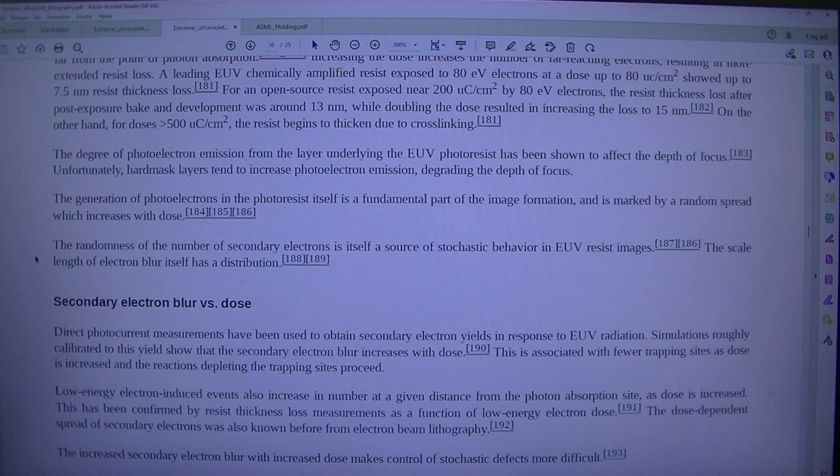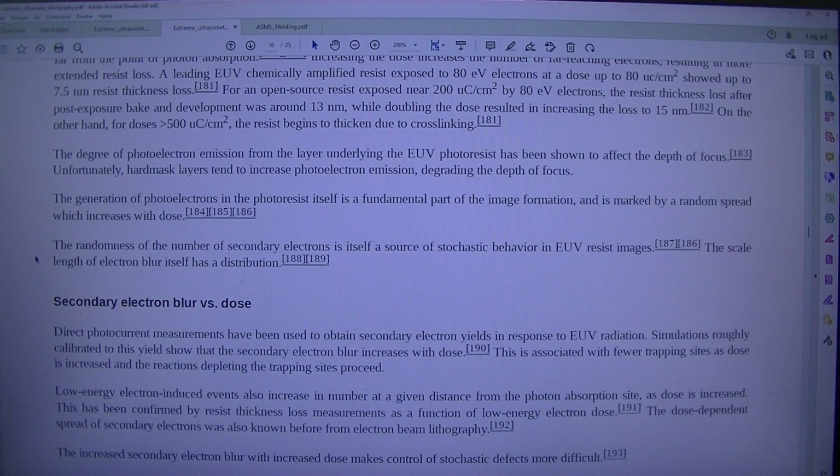184, 185, 186. The randomness of the number of secondary electrons is itself a source of stochastic behavior in EUV resist images. 187, 186. The scale length of electron blur itself has a distribution.